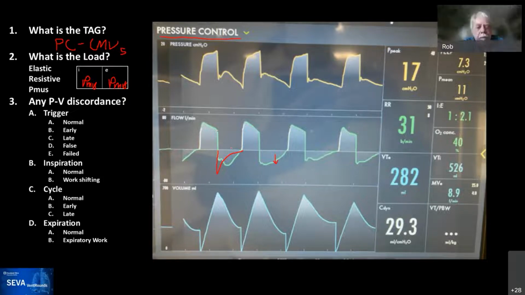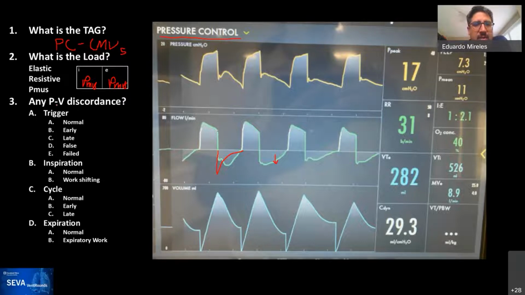And whenever there is PMOS, is it easy to read the elastic or resistive loads, Rob? No, PMOS covers up any elastic and resistive effects. Very good. So it would be hard for us to ascertain that there's a resistive component during one of these waveforms, especially when there's active PMOS.